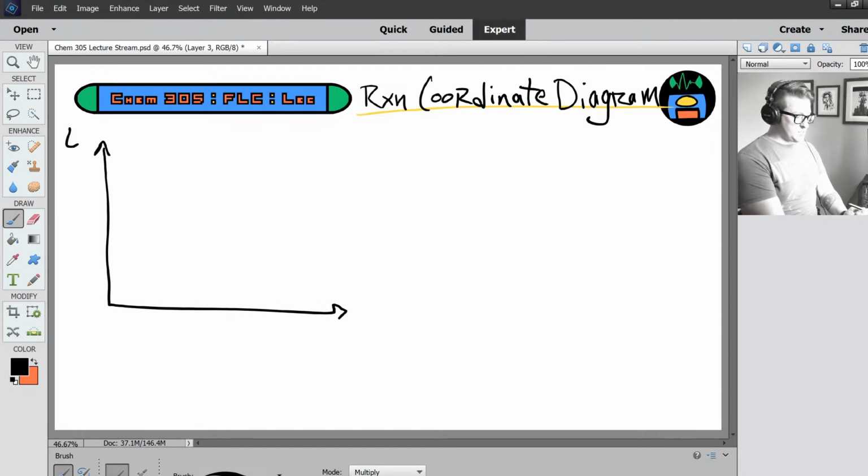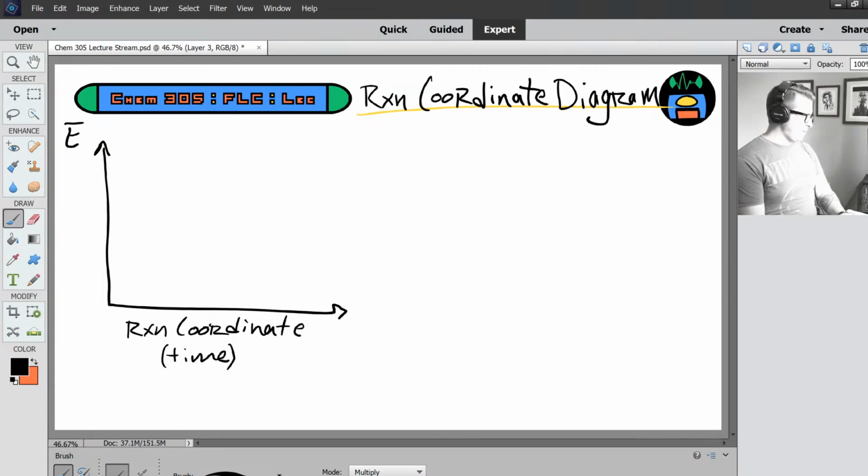And on the y-axis, there's energy. And the x-axis is something called a reaction coordinate. Essentially, the way you can think about a reaction coordinate is its time, more or less. All right? And on a reaction coordinate diagram, near the origin, you have the reactants. And then as you move away from the origin, you have the products. And they're each at a particular energy level.